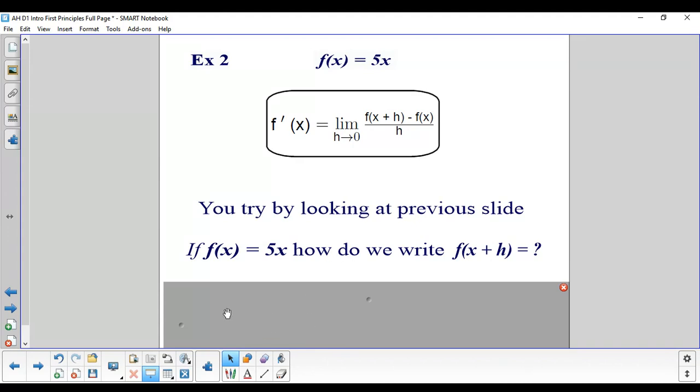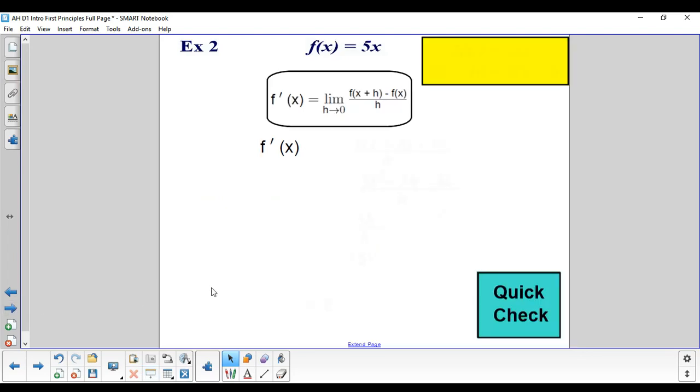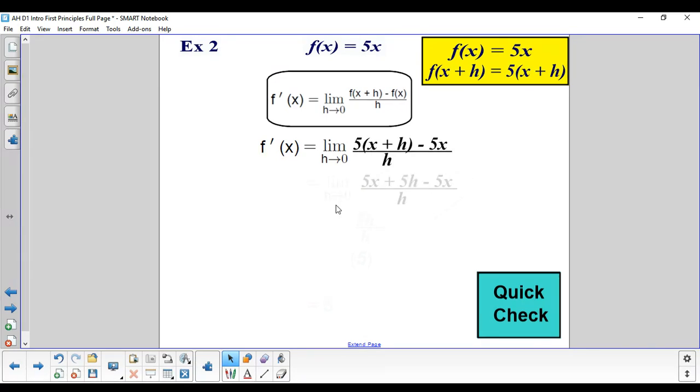Okay, so if it's 5x, f of x plus h means it's 5 bracket x plus h. You can expand that before you substitute in. I'm going to show you it falling in here. So you have to substitute into the formula. So we get 5 bracket x plus h. So naturally we're going to open the bracket up.